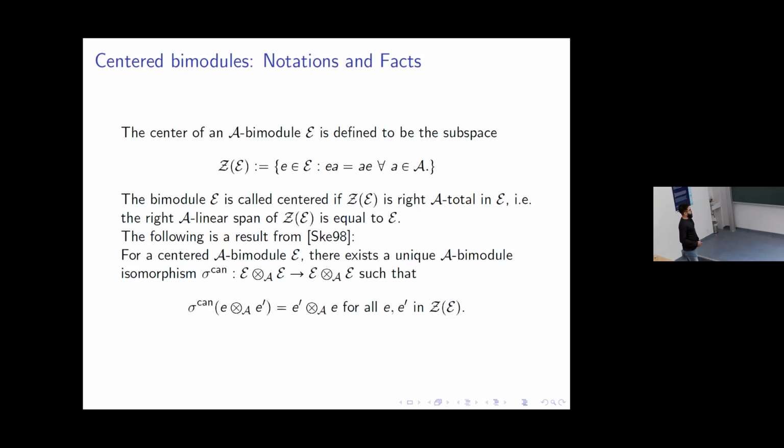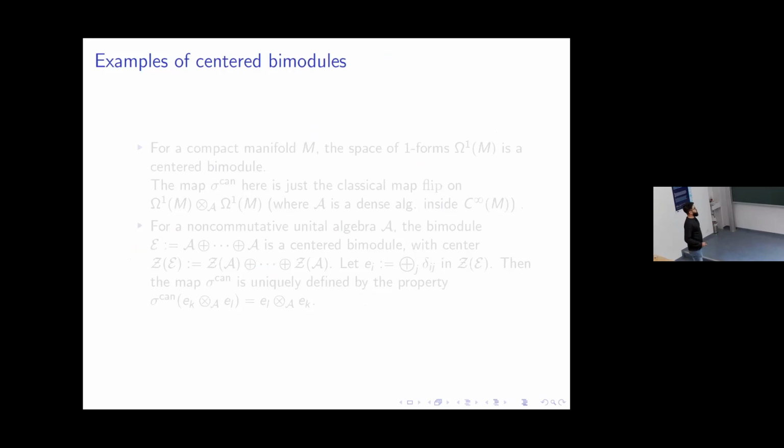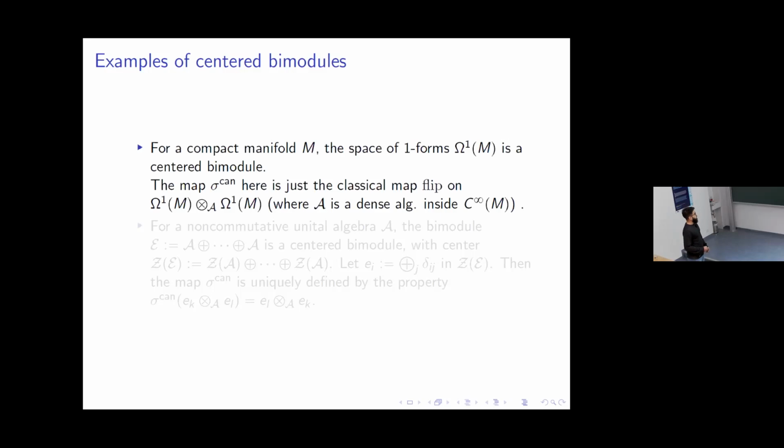So we look at a couple of examples of centered bimodules. The first one for us is the motivating example, which is that for a compact manifold M, the space of classical 1 forms, omega 1 M, is a centered bimodule. And the map sigma here is just the classical flip map on omega 1 M. To avoid any nastiness with the tensor, I just assume that the tensor is over a dense algebra sitting inside C infinity M.